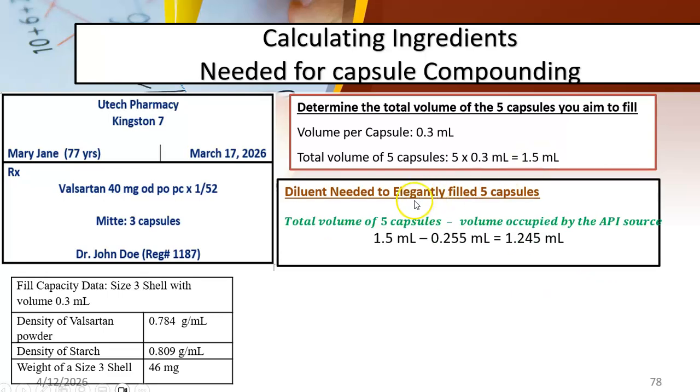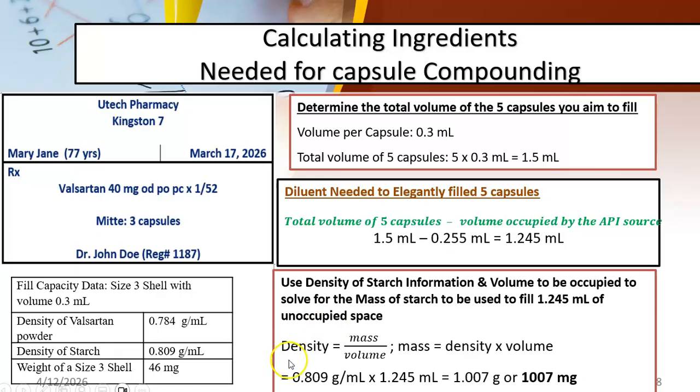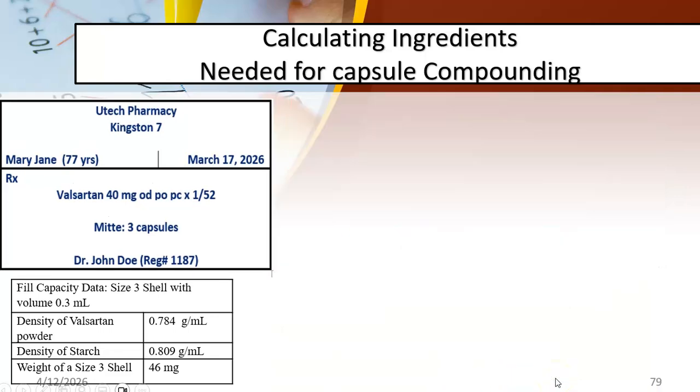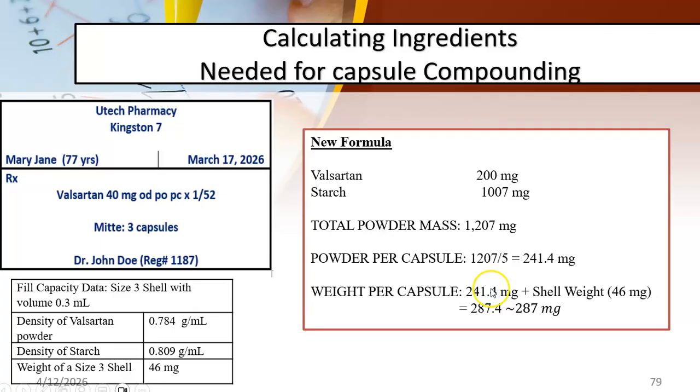So what do you think we do? The total volume for the 5 capsules minus the total volume the ingredient for the 5 capsules will occupy leaves a void, a deficit of 1.245 milliliter. What does that mean? To find out the mass, the quantity of diluent to fill this void, we say the density of the starch, 0.809 gram per mil, times 1.245 milliliters, and that gives us 1007 milligram.